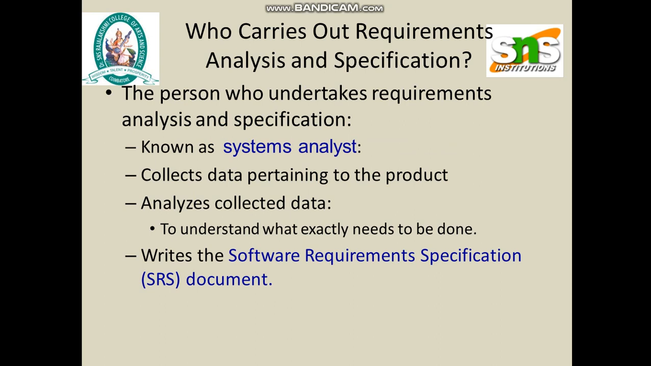Who carries out the requirement analysis and specification phase? This is done by the system analyst, because only a system analyst can perfectly do this; it is not possible for the business analyst. The system analyst will collect the data pertaining to the product from the customer. After collecting, he will analyze the data to understand what exactly needs to be done for the customer, and finally he will write the SRS document, the software requirement specification, which is an important document that travels through all the phases of the software life cycle.